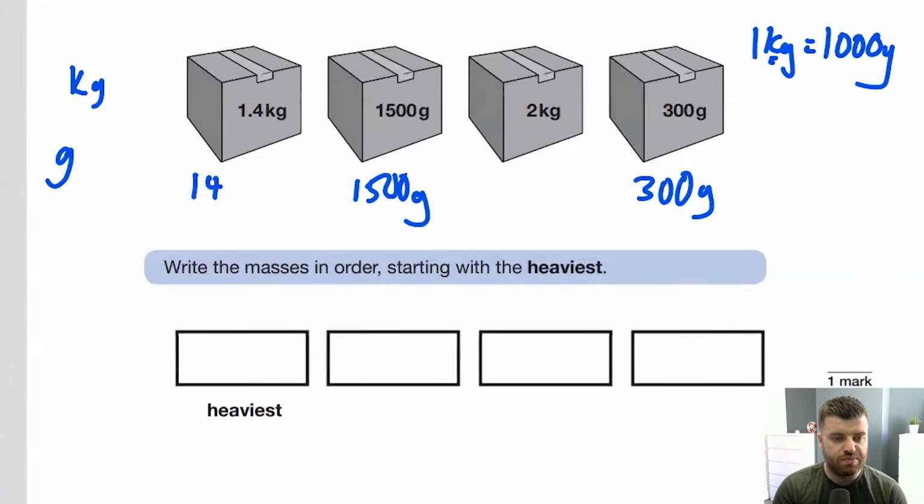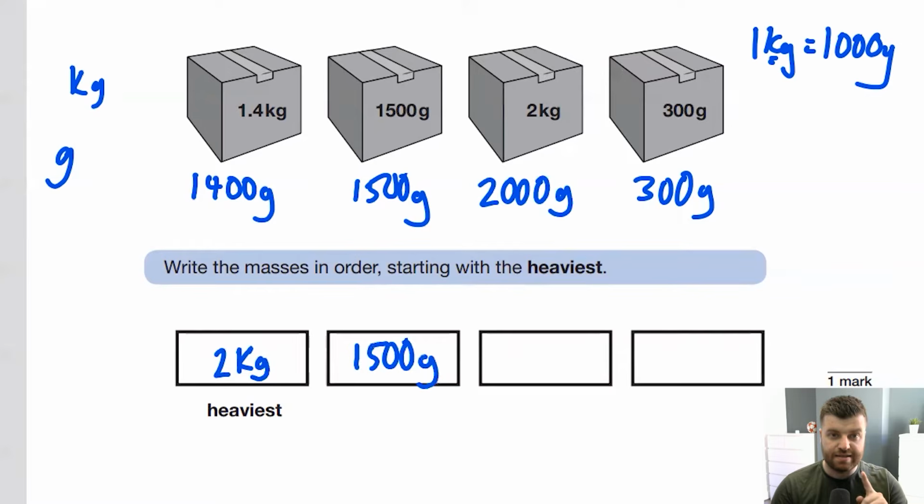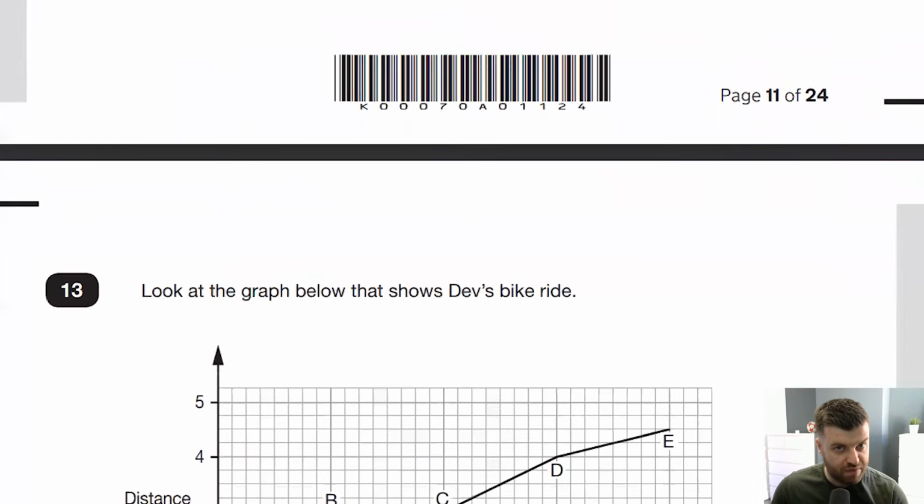1.4 times 1000 is 1400 grams. 2 times 1000 is 2000 grams. Now I can do this question. We're going to do it in order starting with the heaviest. The heaviest is here, 2000, but don't write 2000 just to be sure. Let's actually put what's in the question. So we have 2 kilograms is the heaviest, followed by 1500 grams, which is on the box. We can put that exactly as it is. Followed then by 1400 grams, but we're going to write what's on the question, 1.4 kilograms. And then finally, the last one, by far actually, is the 300 gram box. That will get you a mark, just 1 for all of that working out, okay?